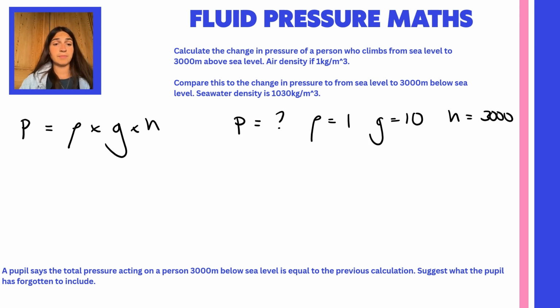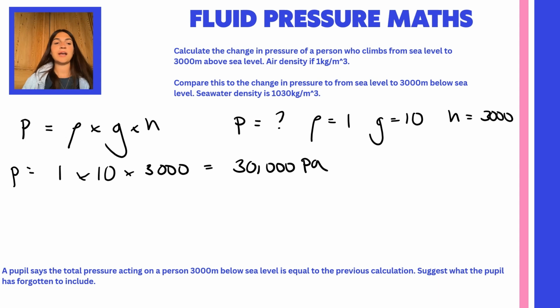So what is my change in pressure? For the first part of this question, my density is the air density, which was 1, g is 10, and h is 3,000, that change in height. So let me plug that in. My change in pressure is 1 times 10 times 3,000, which is 30,000 pascals. Now, what about the second part?